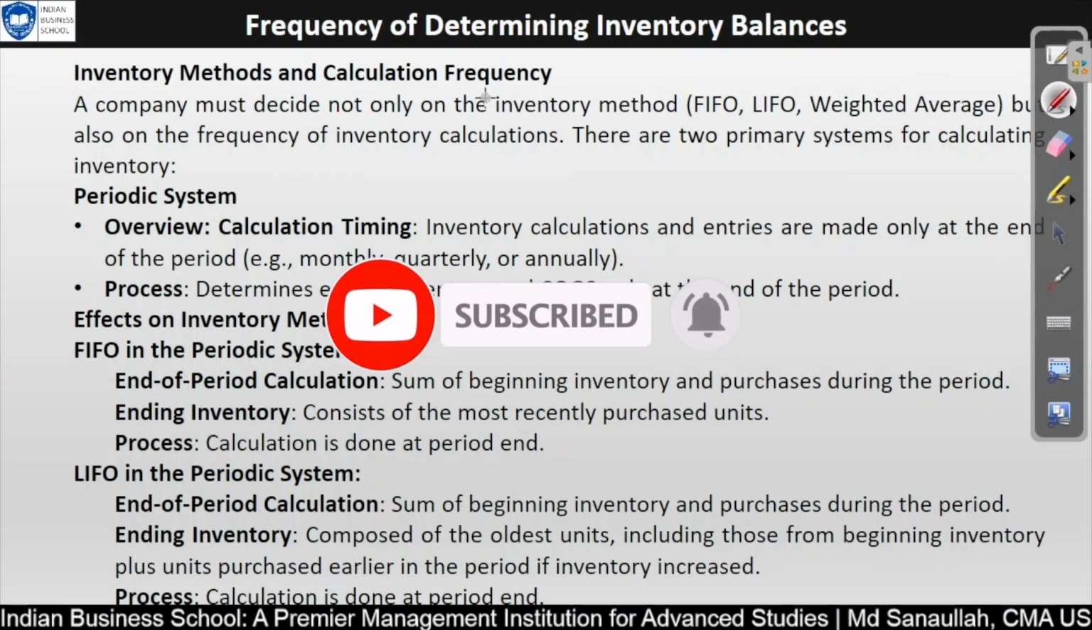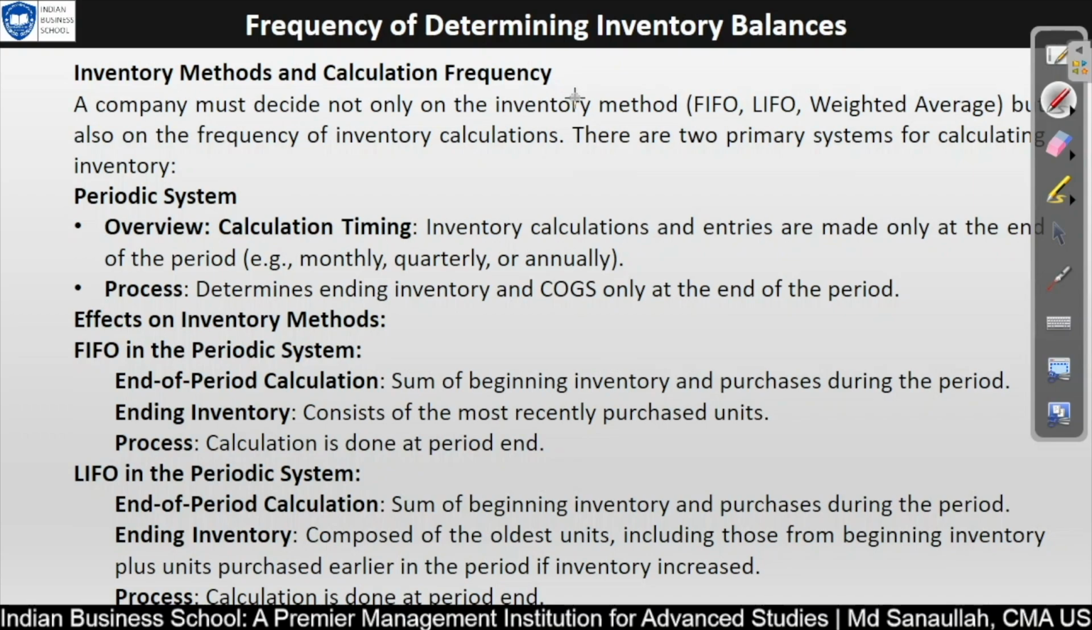Now we have the frequency of determining inventory balance. Normally, ending inventory is calculated once a year. Okay, so there is no need to keep on calculating ending inventory; that will not add any value to your company. But still, monthly, quarterly, and annually, people are doing it. It depends on the company and their intention.